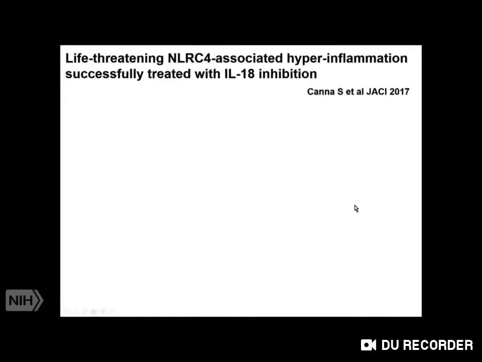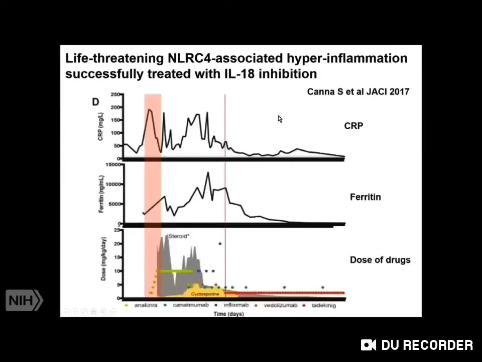IL-18 binding protein has been used in two cases. This is a patient with an NLRC4-associated disease with recurrent HLH, and once IL-18 binding protein treatment was started, there was a significant decrease in CRP and in ferritin, and the patient did apparently very well.